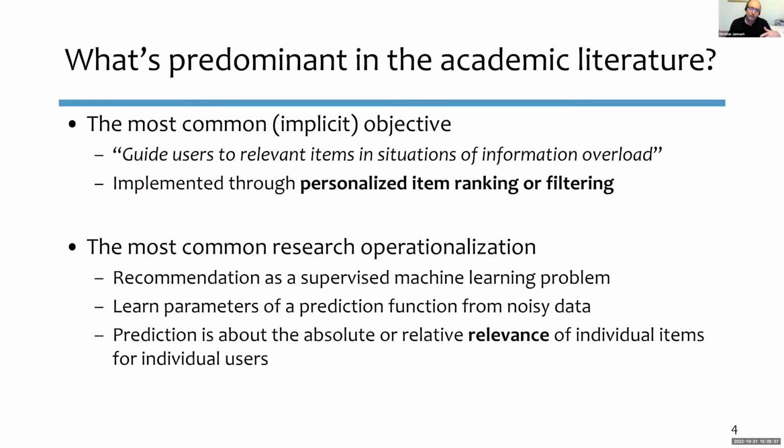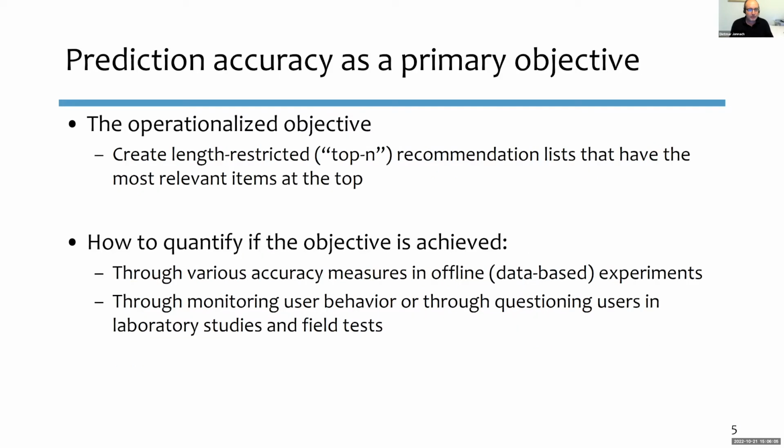Moving on to be more specific from these abstract goals, a recommendation is usually abstracted to a problem of supervised machine learning, where you learn a function, or the parameters of a function, from noisy data. What you predict is the absolute or relative relevance of items for individual users. That's the main objective of recommenders. Making it specific, you have a length-restricted recommendation list, let's say top N, with the most relevant items on top. Nothing new here.